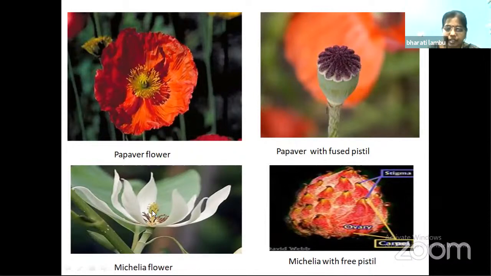Michelia, if you see in the center, the carpels are free. It is called apocarpous. Free pistil or apocarpous. Example for syncarpous, papaver. Example for apocarpous, michelia.